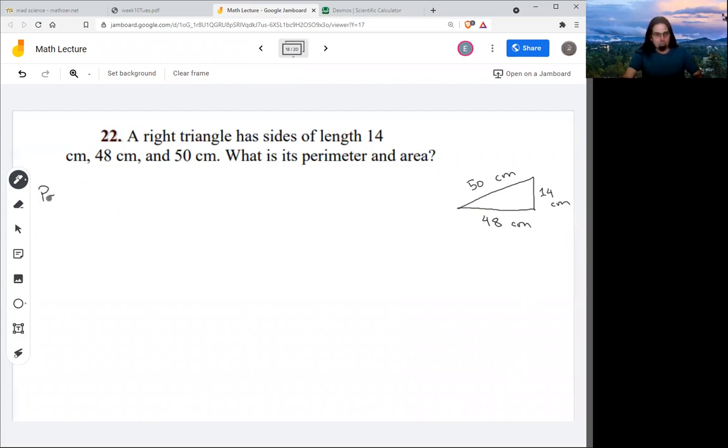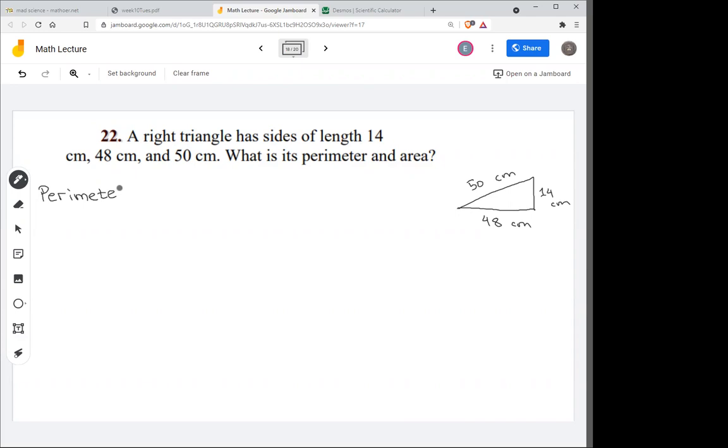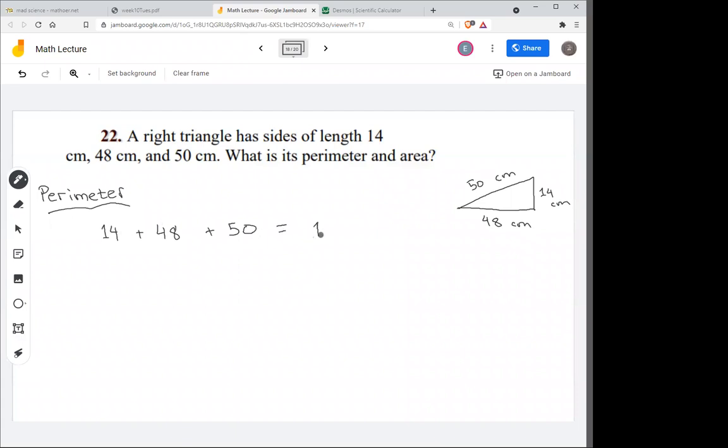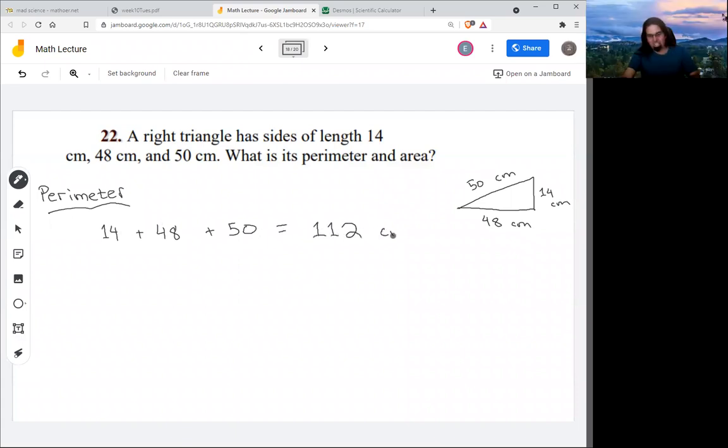Okay, so we have the perimeter and the area. What did we do for the perimeter? Do you add them? You do. So 48 and 50 is going to be almost 100. We'll need two more, so 112, because we used 2 from the 14 to get to 100. So 112 centimeters.